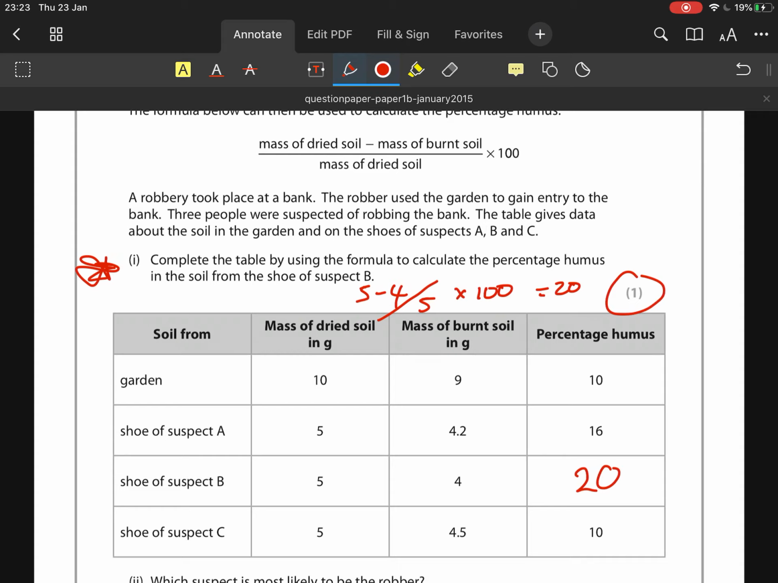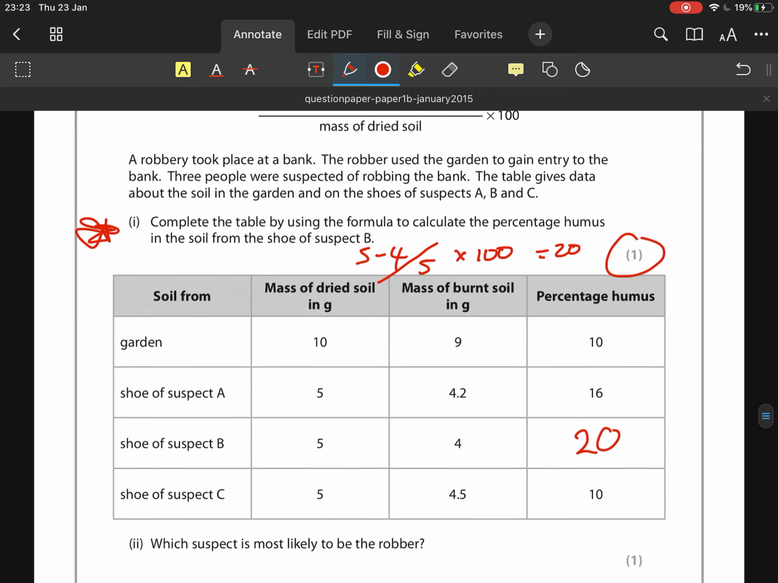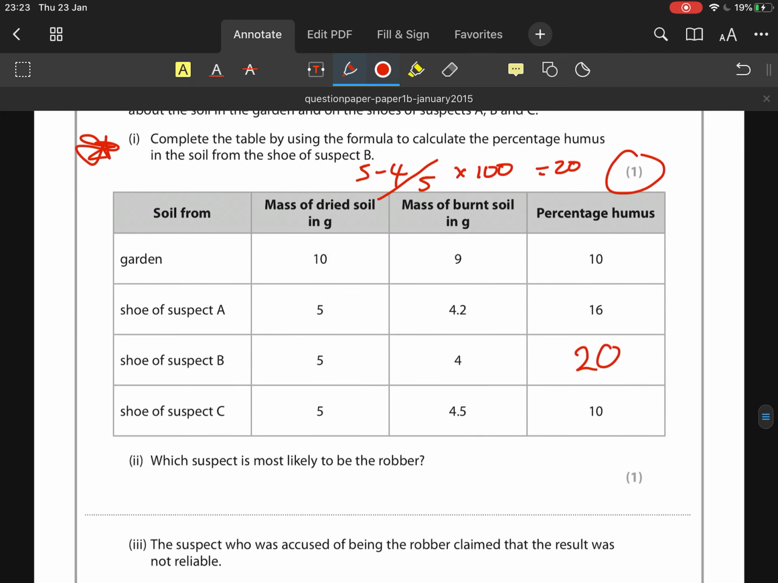So, soil in the garden had 10% humus. Which one of these is most likely to be the robber? Well, C, because they have the same percentage humus in the soil on their shoes as was found in the garden next to the bank from which they escaped.